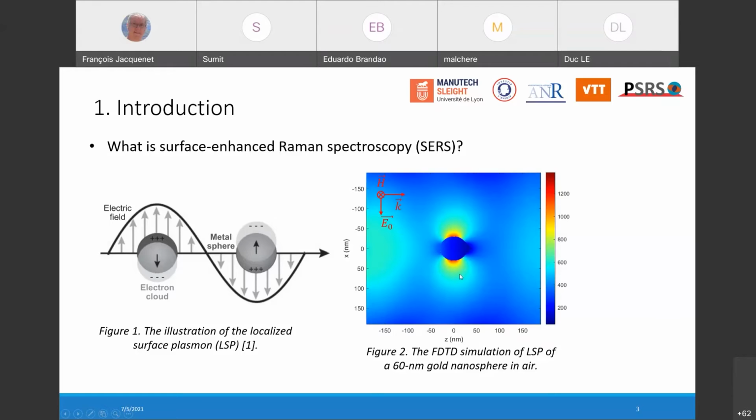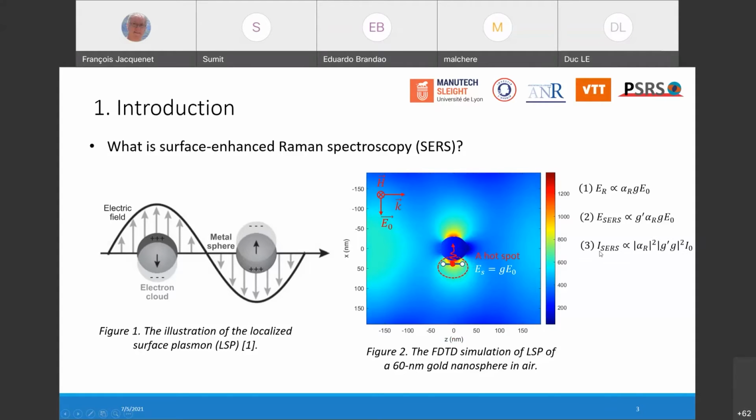So let's take a look at the FDTD simulation here. We can see a very strong enhancement at the surface, and this is called a hotspot. If we have a molecule in this area, it will be excited and radiate the Raman scattering. The Raman scattering again will be enhanced by the same principle of localized surface plasmon here.